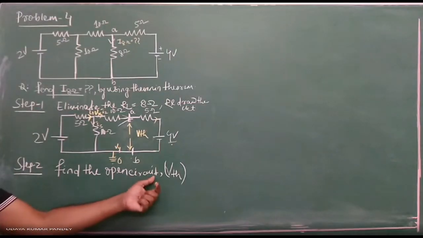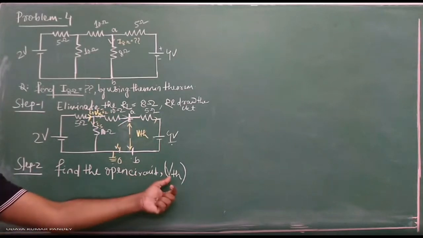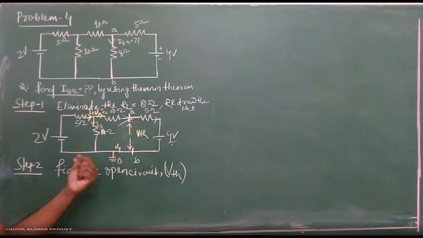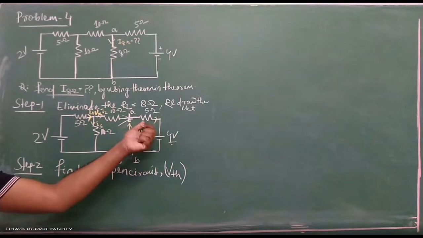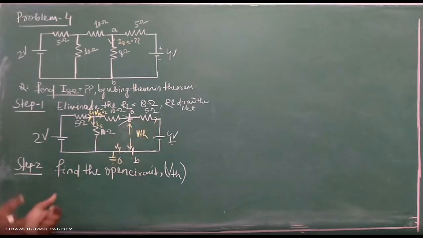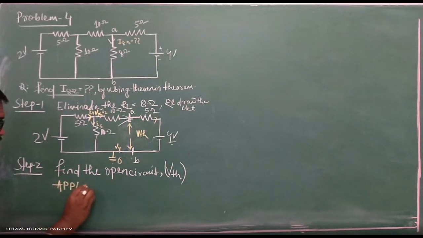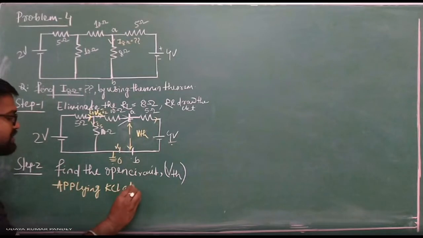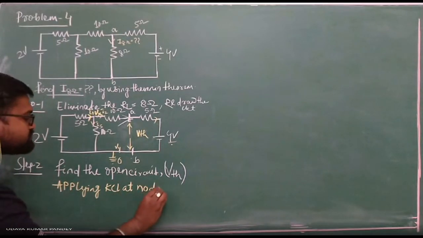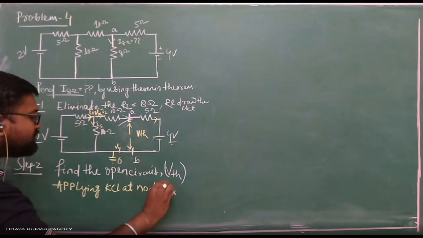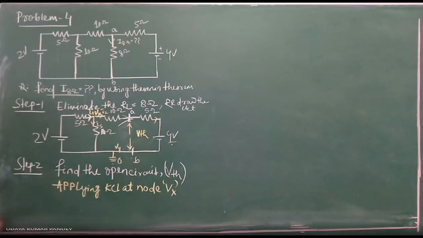Yes, sir. Okay. Now find the open circuit Thevenin voltage. I have to calculate this current, I2 current. Then how am I calculating the I2 current? I know that according to the KCL, what is the formula? Apply KCL at node Vx or X node.